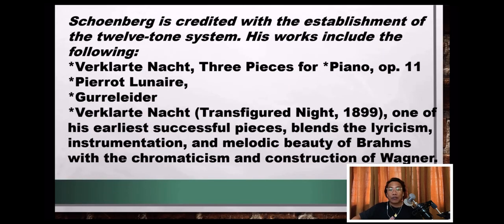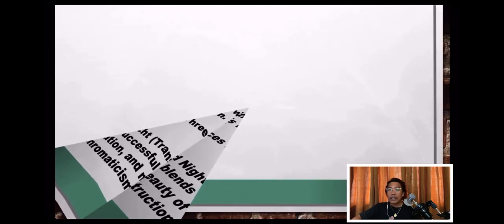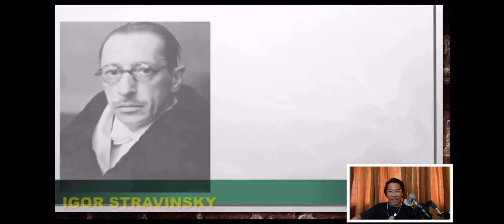His works include the following. The first one is Verklärte Nacht, Three Pieces for Piano, Opus 11. We have Pierrot Lunaire, the Gurre-Lieder, and the Verklärte Nacht, or the Transfigured Night, in 1899. One of his earliest successful pieces, it blends the lyricism, instrumentation, and melodic beauty of Brahms with the chromaticism and construction of Wagner. The next artist is Igor Stravinsky.